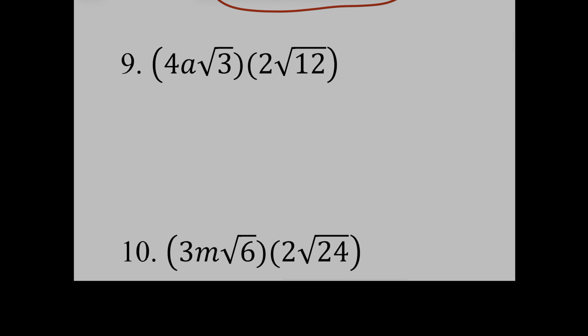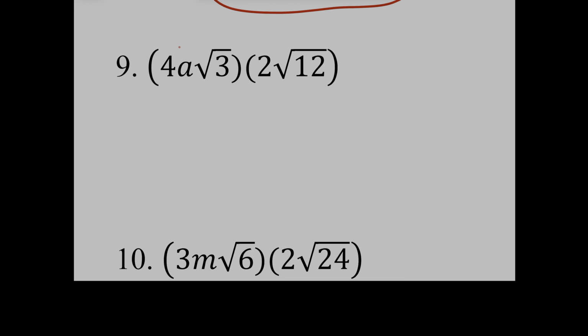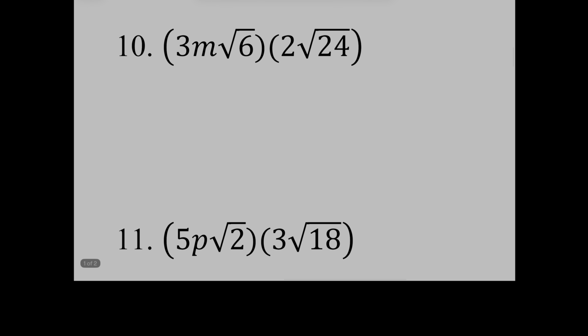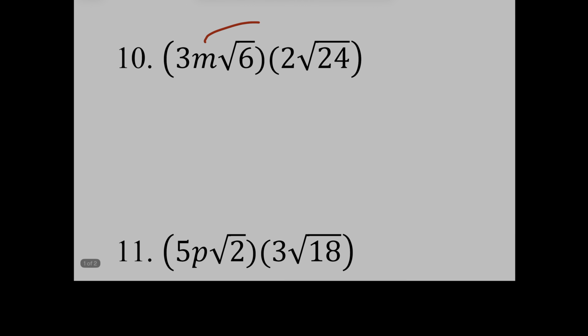Now this one, there is no plus or minus. I love that. I'm just going to multiply the outies, which gives me an 8a. And I'm going to multiply the innies, which gives me a square root of 36. But I know square root of 36 is just 6, so I'm going to pop out a 6, and I'm just going to get 48a. Boink.